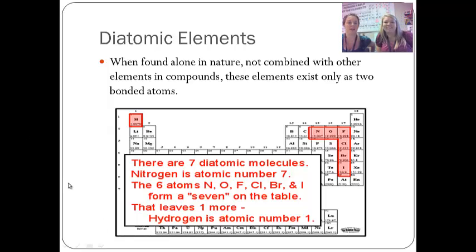This is all of your elements, the 110 we talked about. There are going to be 7 of them that show up in nature combined to each other. So they exist in a 2 form, like H2 because there are 2 hydrogens, or N2 because there are 2 nitrogens. Most of them are normally gases, correct? Yeah, except for that little guy, Br and I.